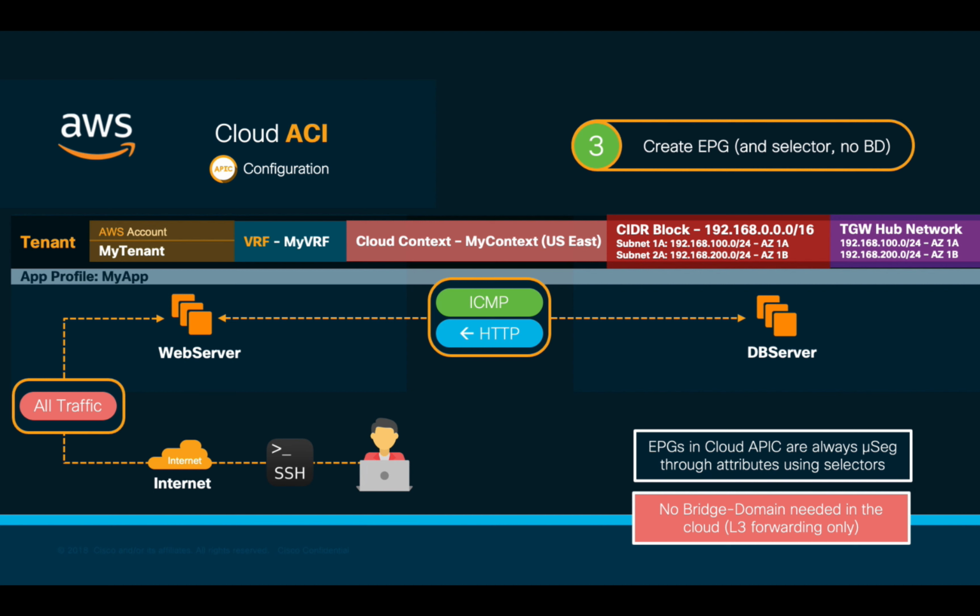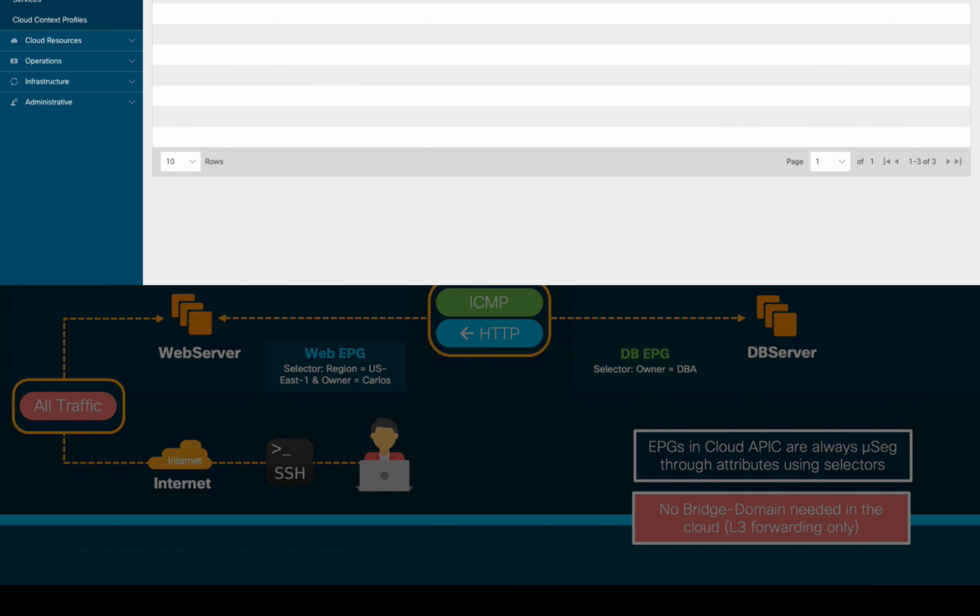In our case, we will create a couple of EPGs. One called Web, which will include a selector matching US East 1 region and a tag specifying that the owner is Carlos. This means that any instance we create that matches that specified criteria will automatically be mapped to the Web EPG. We will also create a database EPG, which will use a similar selector, but mapping it this time to a different tag value, matching the DBA as owner in this case. Let's now go ahead and create such configurations on Cloud APIC.